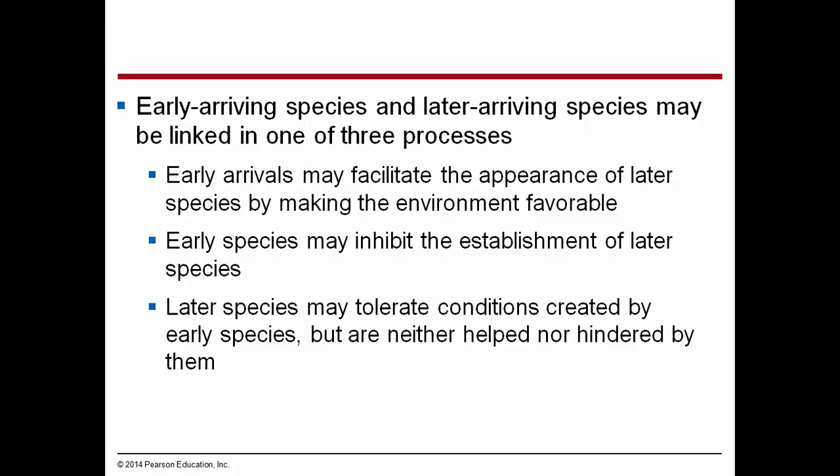Early arriving species and later arriving species may be linked in one of three processes. Early arrivals may facilitate the appearance of later species by making the environment favorable. Early species may inhibit the establishment of later species. Later species may tolerate conditions created by early species, but are neither helped nor hindered by them.